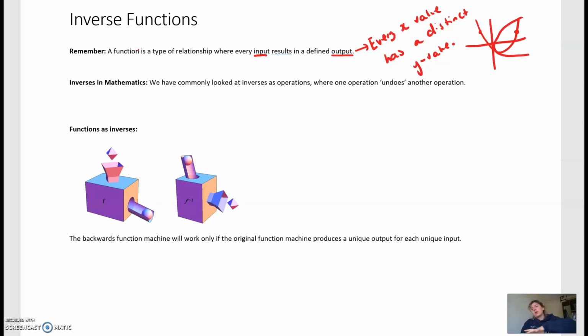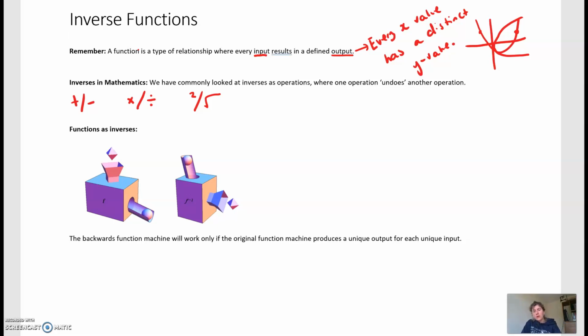The next thing we need to talk about, which is also revision, is inverses in maths that you've commonly seen before. When we talk about inverses, we've mostly looked at them as operations, where one operation undoes another operation. Some of the ones you should be very familiar with are adding and subtracting, multiplying and dividing, squaring and taking the square root of a number, and likewise cube root, fourth root, fifth root, etc. What other ones have we done this year? I think that's about it, really. But you should be pretty familiar with all of those.